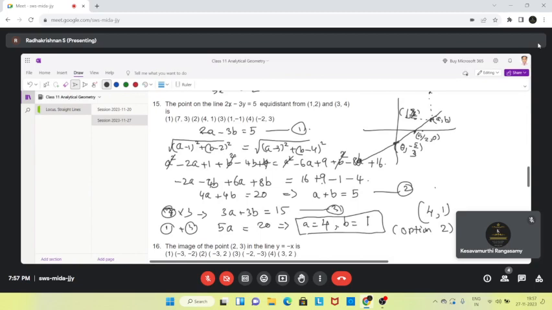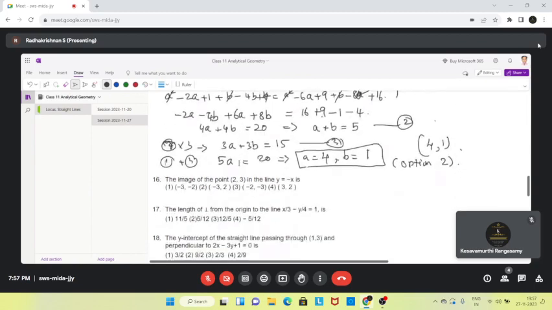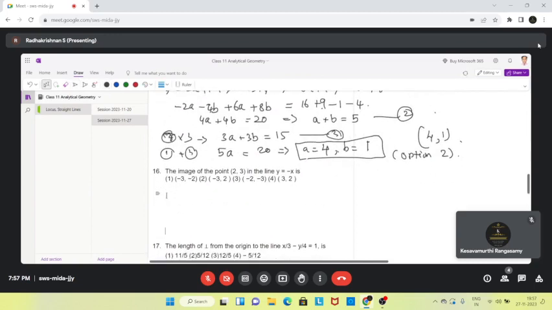Are you comfortable, Akshaya? Yes, sir. Good. Okay, so now this part finding out the image of a point.